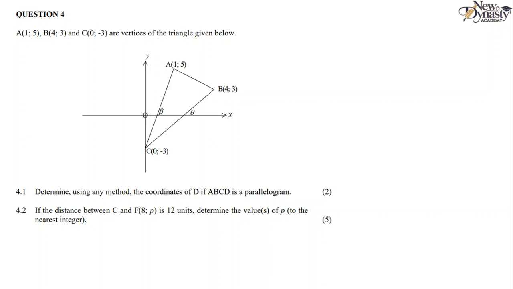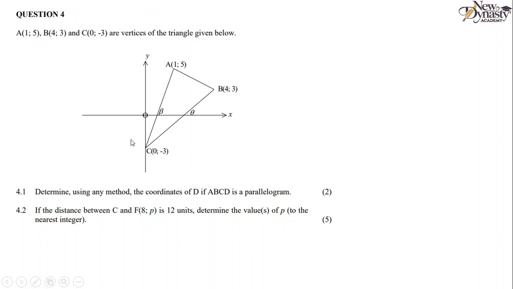Now, question 4 here is the continuation of part 1. So this is part 2. We are starting off from question 4. We are given a diagram, which is a triangle with the vertices A, B, and C, and the given coordinates. The first question says, determine using any method the coordinates of D if ABCD is a parallelogram.